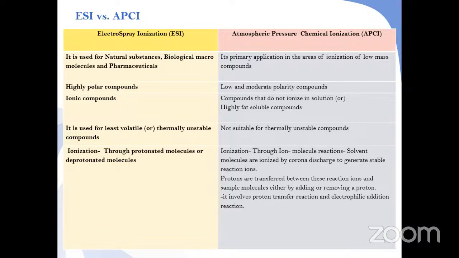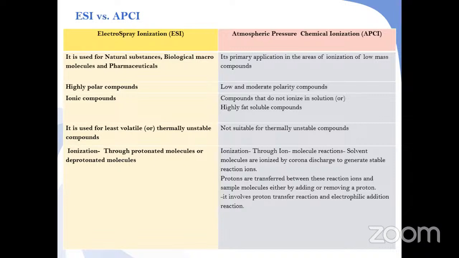Least volatile and thermally unstable compounds go through electrospray ionization. The APCI method is generally not suitable for thermally unstable compounds. Ionization by the ESI method is through protonated or deprotonated molecules, whereas the APCI method is generally done for ionization through ion molecule reactions.